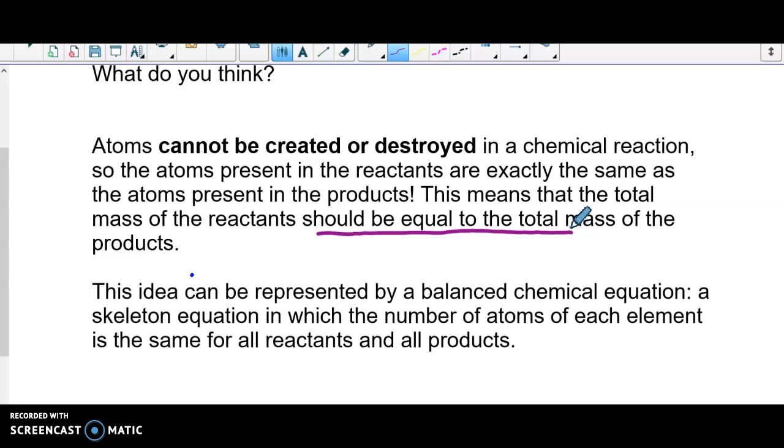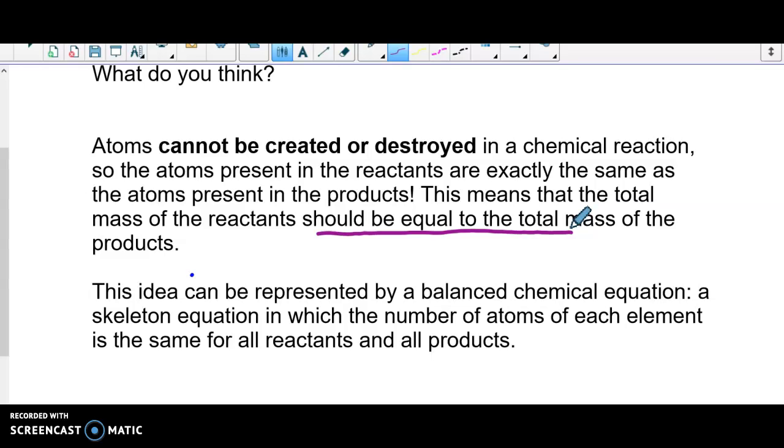This idea can be represented by a chemical equation. If we were to take one of our skeleton equations and balance them, which just makes sure that we have the same number of atoms on each side of the chemical reaction, that would represent kind of what's happening in real life, that atoms cannot be created or destroyed. This is actually called the conservation of mass.